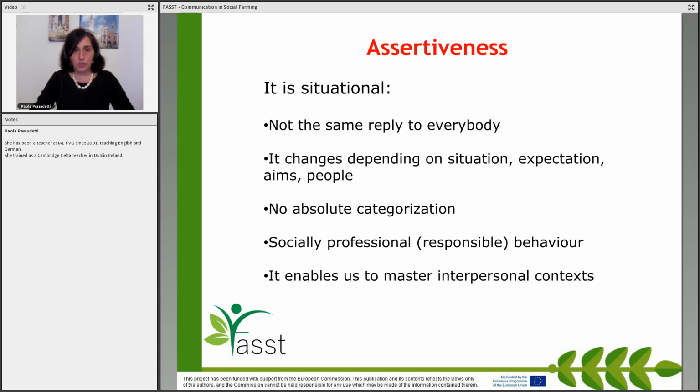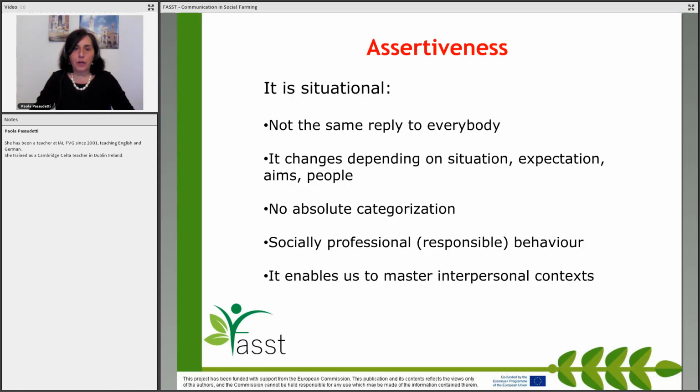Assertiveness. What is assertiveness? It is situational. It's not the same reply to everybody. It changes depending on the situation, on the expectations you have in that situation, on your aims, and on the people you're talking to.